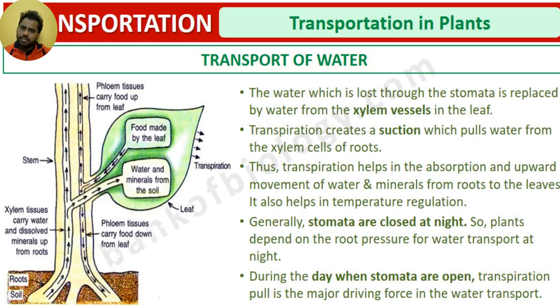Generally, stomata are closed at night. At night, the stomata are closed, so plants depend on the root pressure for water transport at night. During the day, when the stomata are open, transpiration pull is the major drawing force in the water transport.